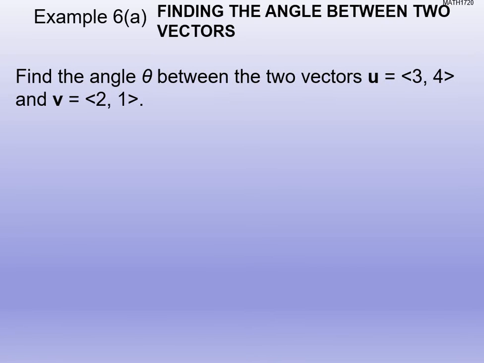We want to find the angle theta between two vectors. We have vector u, which is (3, 4), and vector v, which is (2, 1). First thing I would do is find the dot product here. You should have 3 times 2 plus 4 times 1.